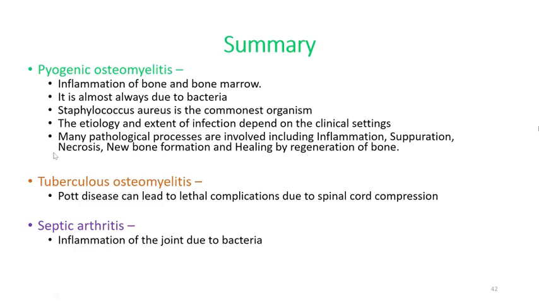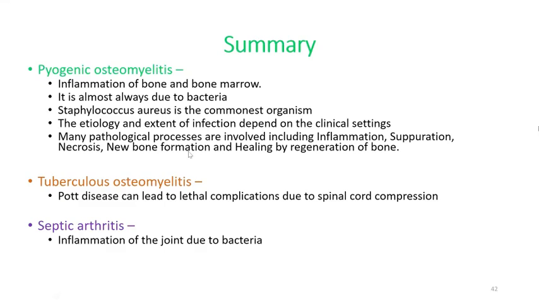Okay, if you don't have any questions, I will summarize the lecture again. We talked about acute osteomyelitis. Under that, acute pyogenic osteomyelitis, that is the inflammation of the bone and bone marrow. It is almost always due to bacteria, and Staphylococcus aureus is the commonest organism. And the etiology and the extent of infection depend on the clinical settings. We talked about the neonates, children, and adult settings.